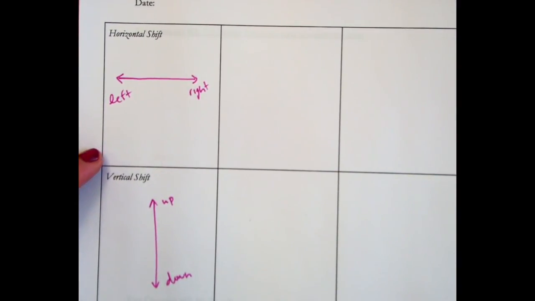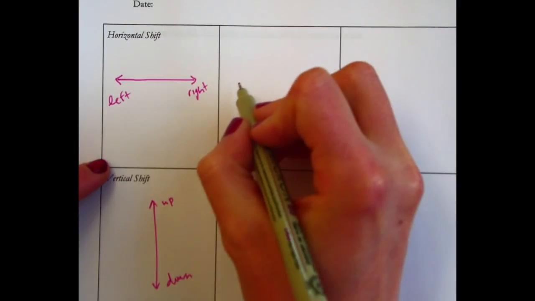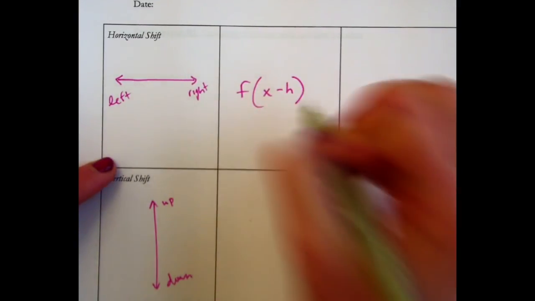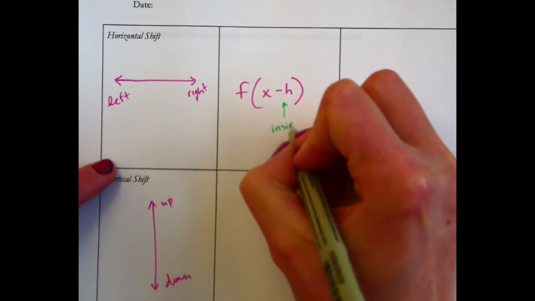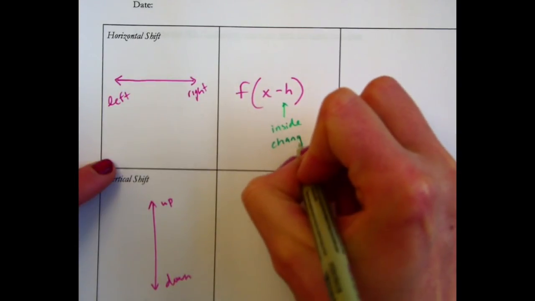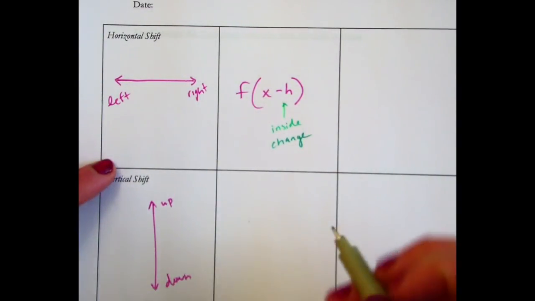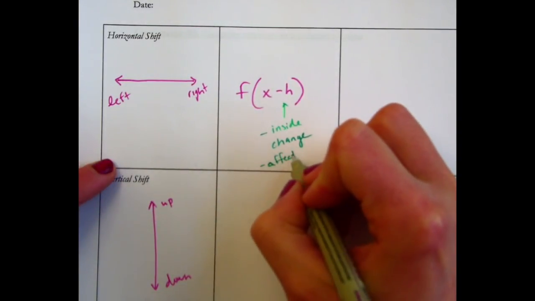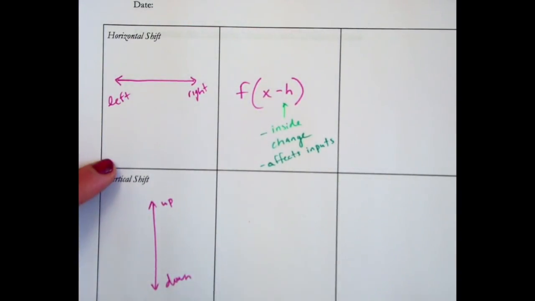Horizontal shift in an equation would look like x minus h. We'd say that this is an inside change. Therefore, it is going to change the inputs, affects inputs, and it results in a horizontal shift.